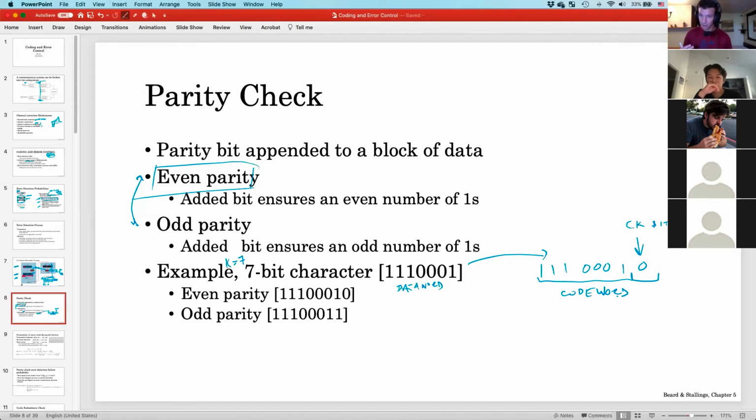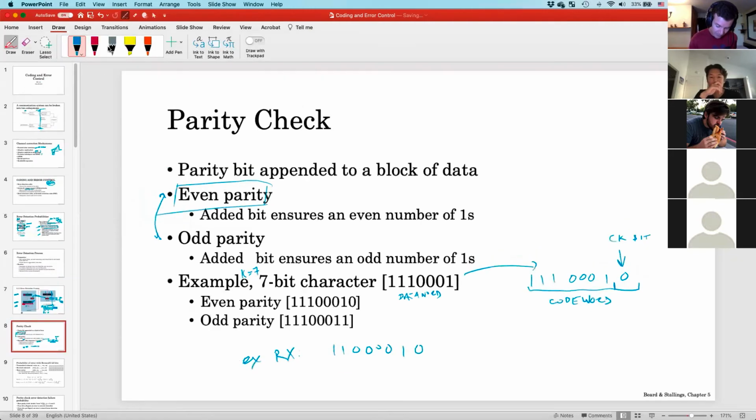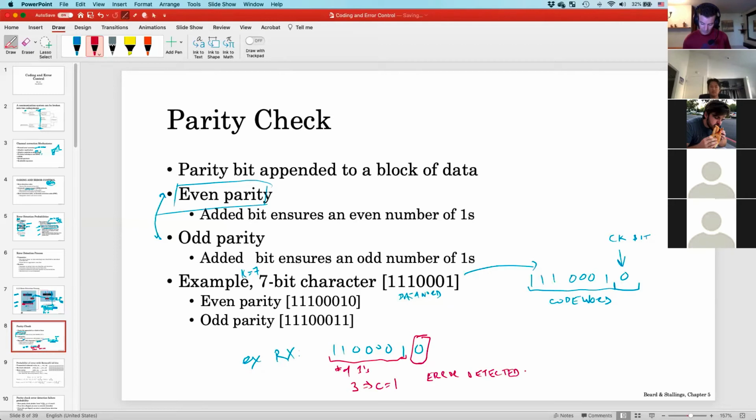If the parity didn't match, so let's say, for example, at the receive side we receive 1 1 0 0 0 0 1 0. The receiver carves off the last bit and says, okay, this was the check bit, and then counts the number of ones, which in this case is 3, which means the check bit should be 1, but the check bit was 0, so this would be an error detected. In this case it would be a true error, a true positive, because we are omniscient and can see that this bit flipped between transmit and receive.